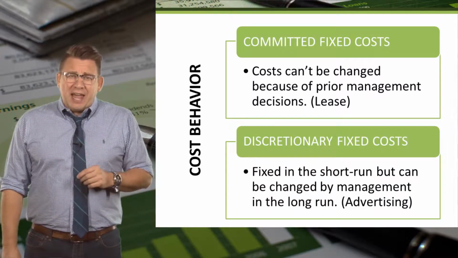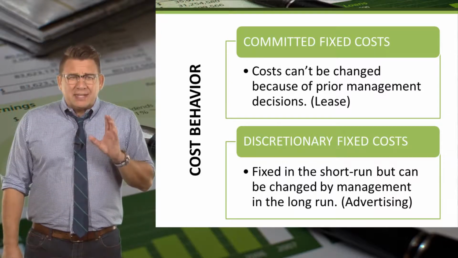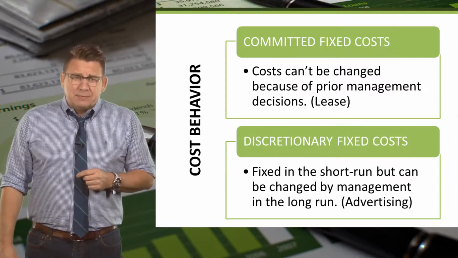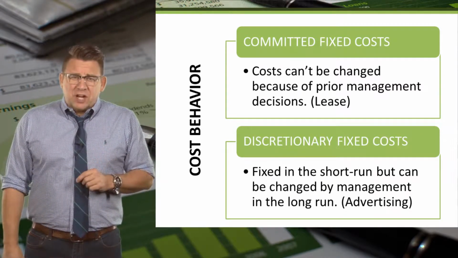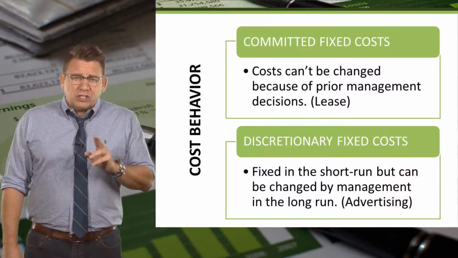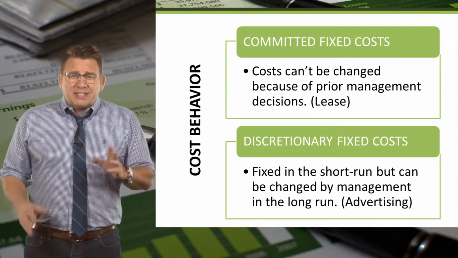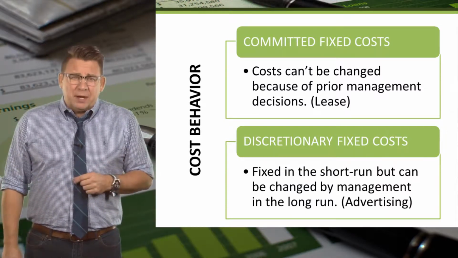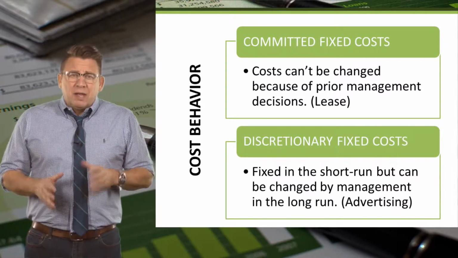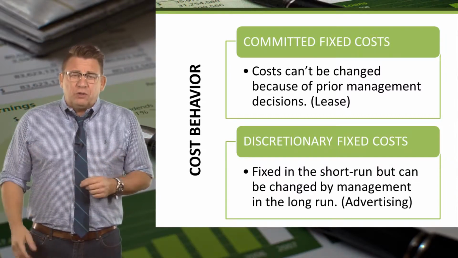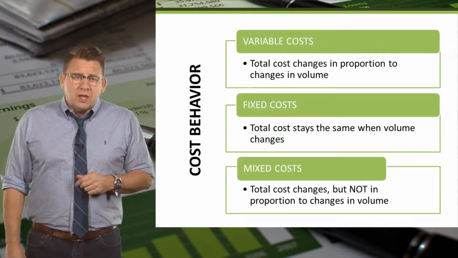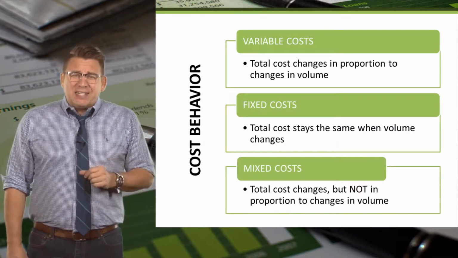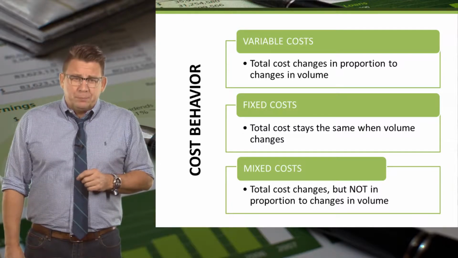Committed fixed costs can't be changed due to past management decisions. An example might be entering into a lease. Discretionary fixed costs usually can be changed, just not in the short run. An example might be advertising expense prepaid for an advertising campaign. Once the campaign is over, management can choose whether or not to continue the expenditure. Mixed costs increase as volume increases, but not in proportion to the change in volume.